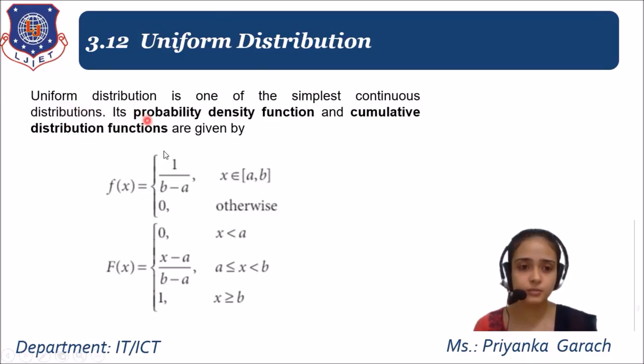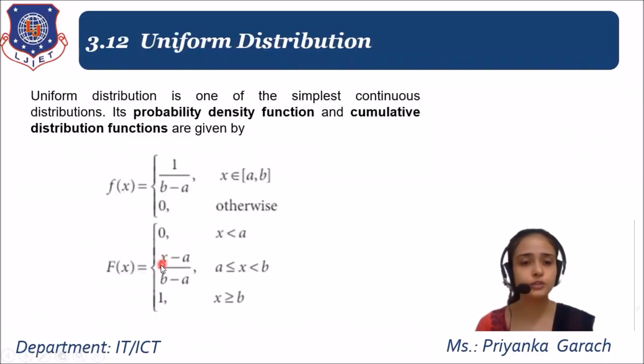So the uniform distribution, this is the formula of the probability density function. That is, for x belongs to the interval a comma b, the formula of probability density function is like this, that is 1 upon b minus a, otherwise its value is 0.